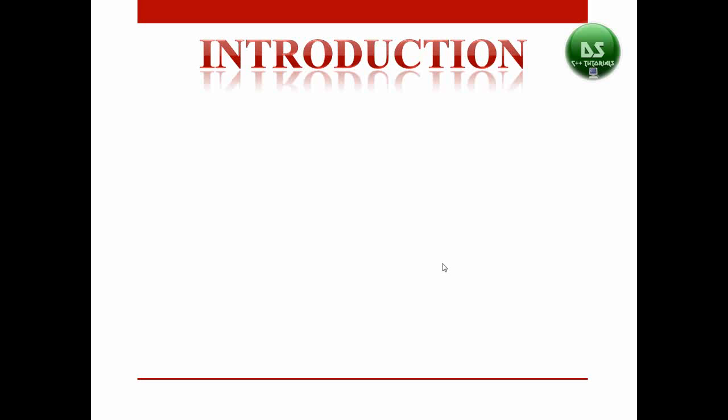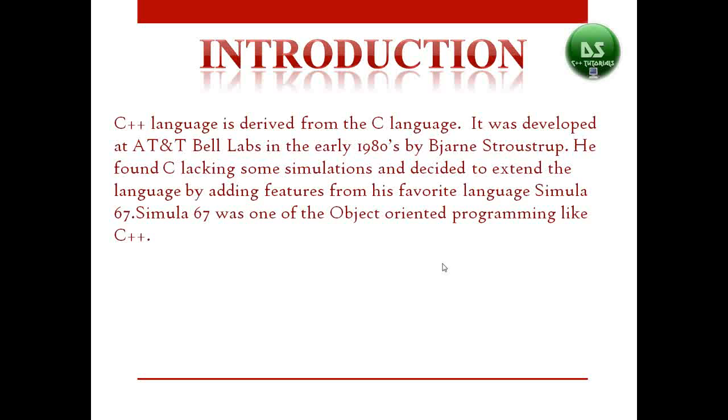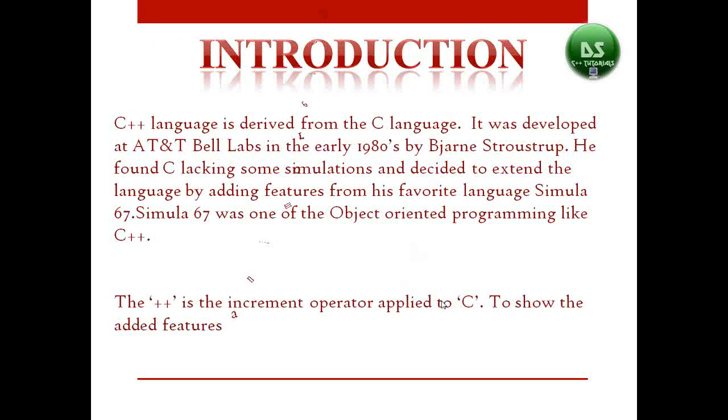As an introduction, the C++ language is derived from the C language. It was developed at AT&T Labs in the early 1980s by Bjarne Stroustrup. He found that C was lacking some simulation features and decided to extend the language by adding features from his favorite language, Simula 67. Simula 67 was one of the object-oriented programming languages, like C++. And the very interesting thing about C++ is that the plus plus is the increment operator applied to C to show the added features and more simulation in the language.